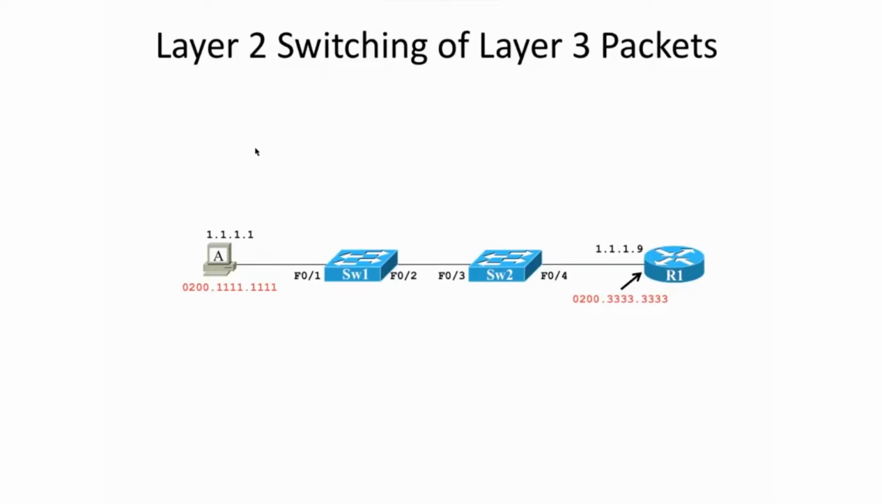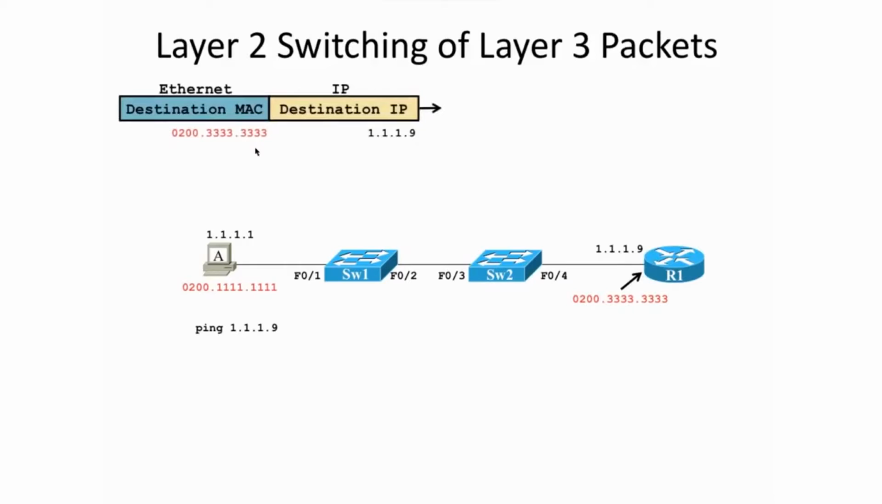I've taken just the top half of that former figure, same IP addresses, same MAC addresses, same device names. And we'll do something very simple. We'll just put a network engineer at host A, and they're testing the network, and they issue the ping command, ping 1119 to ping R1's IP address. And for the sake of this discussion, A has a nice full ARP table, so A knows R1's MAC address is 0200.333.333.333.